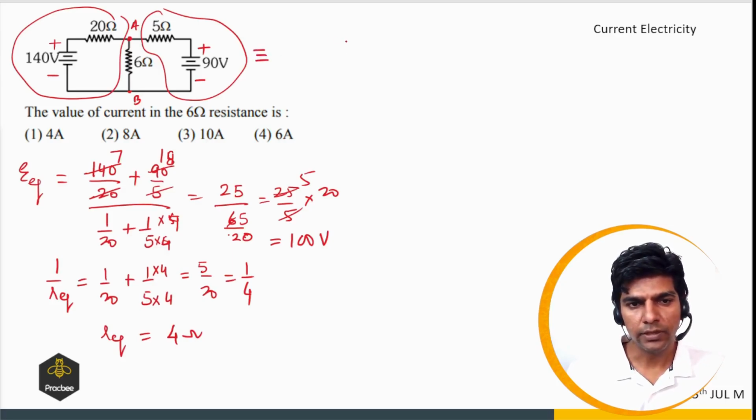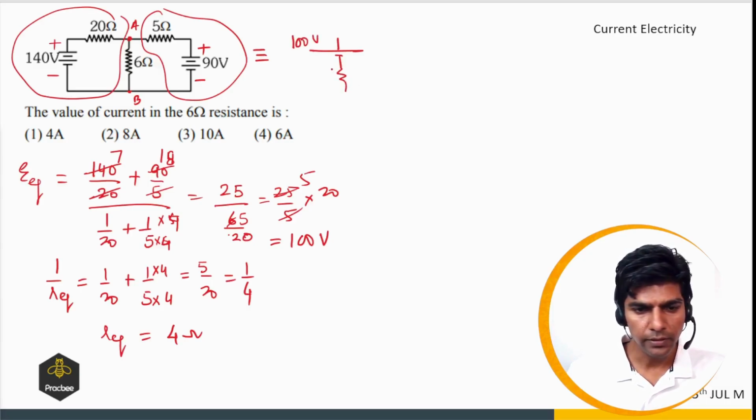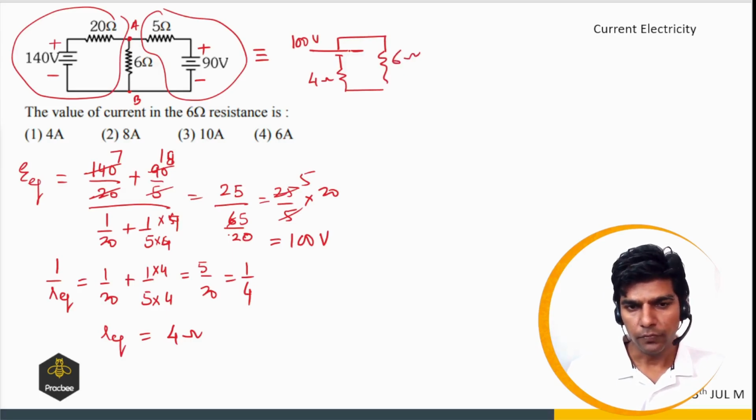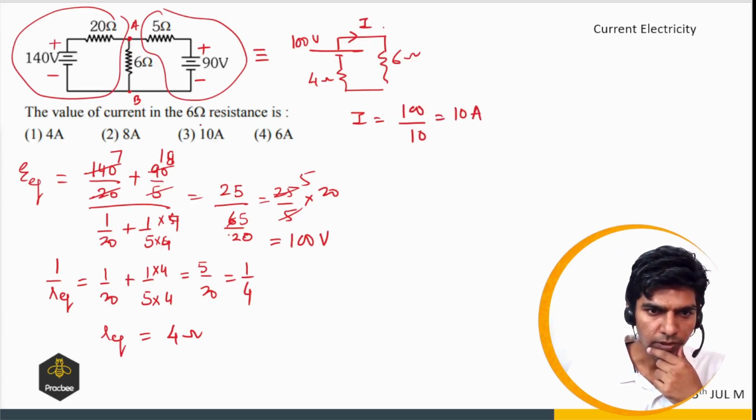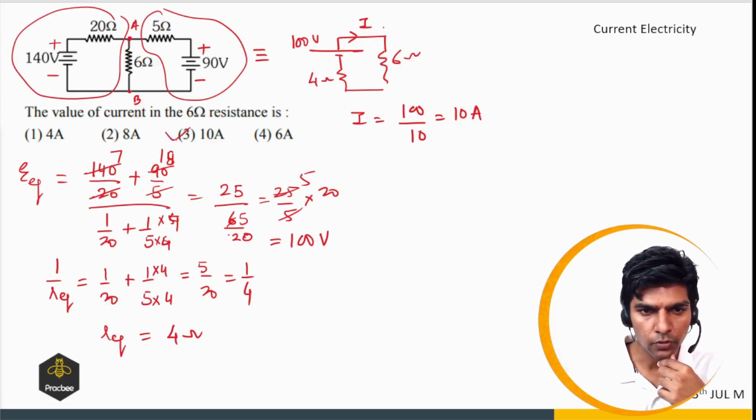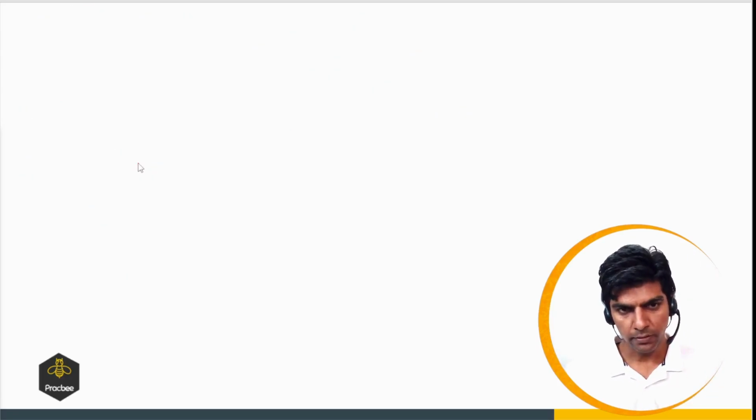So the equivalent circuit will look like this. So we have a cell of EMF 100 volt, and the internal resistance is 4 ohms, and it is connected with 6 ohms resistor. Now we can find the current in this circuit by using Ohm's law. So I will be V by total resistance. Total resistance will be 4 plus 6 will be 10, so it will be 10 ampere. Now we know the current, and that is what we have to find. So the answer will be option 3, right?